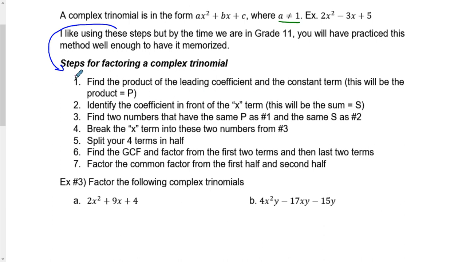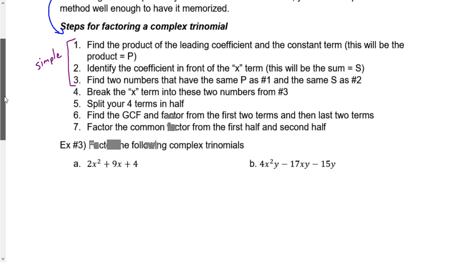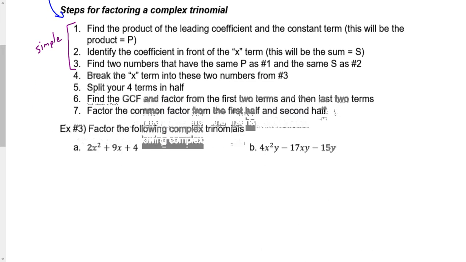You'll notice that the first 3 steps are the same things that we use for simple factoring. The reason that it's complex is because we're going to have to do more steps. So our first one, we're going to factor these complex trinomials. So to factor these complex trinomials, first, any GCF? Nope. So we're all good.